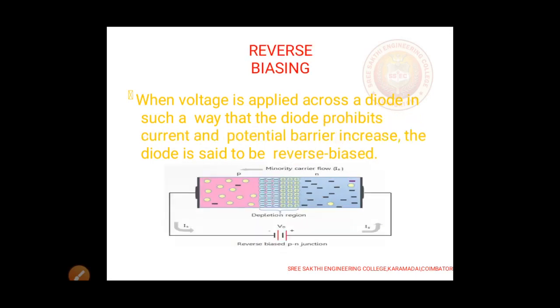Next one is the reverse biasing. Here the negative terminal of the battery is connected to the P region and the positive terminal of the battery is connected to the N region. The holes are attracted towards the negative terminal and the electrons are attracted towards the positive terminal, which increases the depletion layer. Even so, a small current flows through the device due to the heat energy which breaks the bond. When we increase the reverse voltage, the reverse current increases.